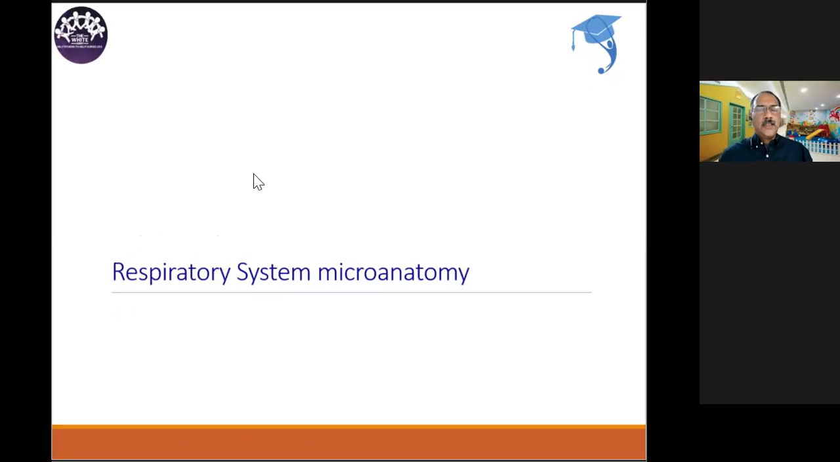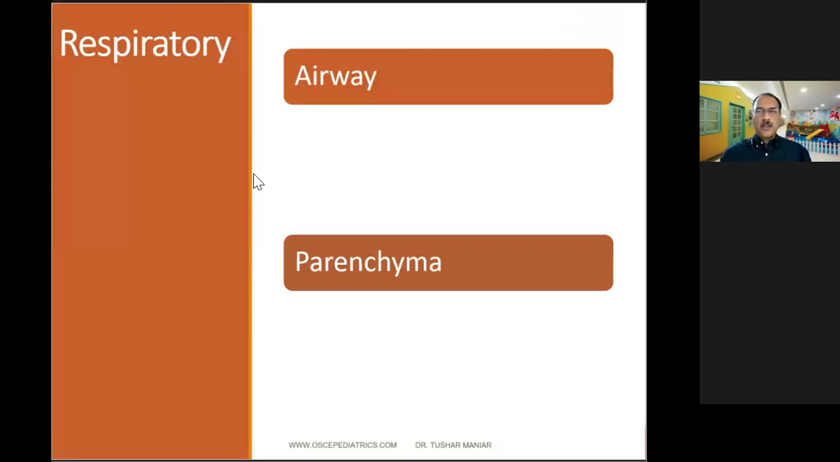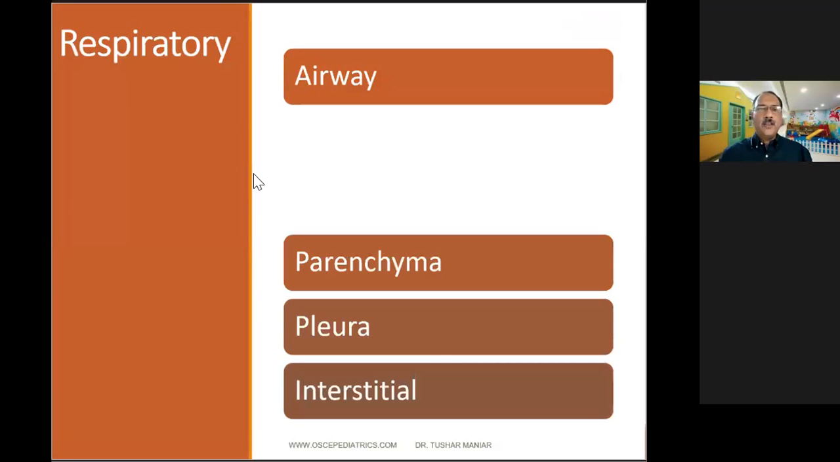Okay. Now let's look at the respiratory system microanatomy. So can anybody tell me what is your thought? How do you divide respiratory system? Upper respiratory tract and lower respiratory tract parenchyma. Okay, excellent. So this is simple. So we go for upper respiratory, lower respiratory. Lower respiratory, we divide further into airway, pleura, excellent. What else? Alveoli. Interstitium, very good. And parenchyma, correct? So you have airway, you have parenchyma, you have pleura, you have interstitial problems. And within the airways, you can divide into upper and lower, lower further into large and small.